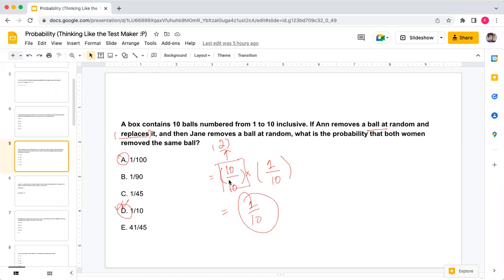The first one is for picking the first ball, so there are 10 options for that, and for the second, he can pick the same ball which is removed earlier and replaced. So there is one option for that, and the person replaced the ball. That's why the total remains the same. So this is 1/10. That's why the answer is D. Perfect.